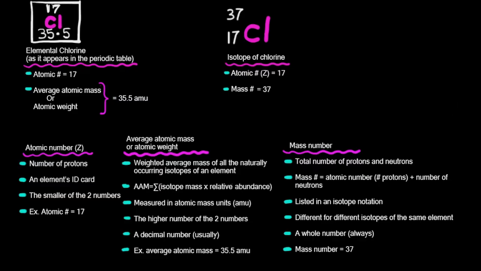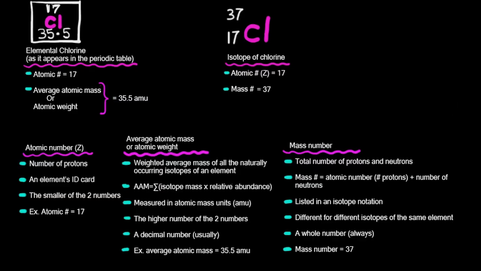Next, we will explain the average atomic mass, which is sometimes called the atomic weight. The average atomic mass is the weighted average of the actual isotopic masses of all the naturally occurring isotopes of an element. The equation for the average atomic mass is equal to the sum of the isotope mass times the relative abundance. It is measured in atomic mass units or AMUs.